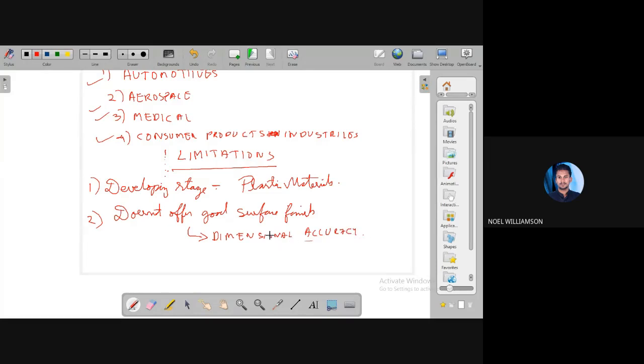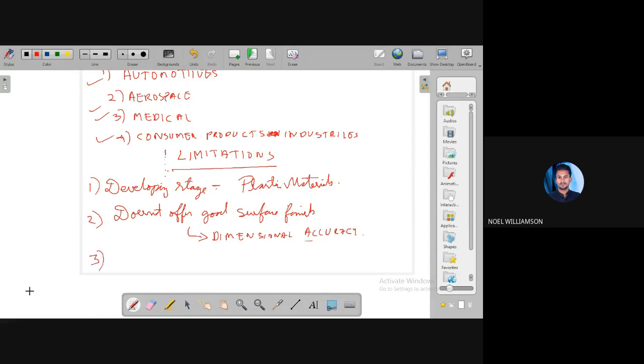Dimensional accuracy may change or vary, so that the exact design is not possible. First of all, we are not using the required material, only plastic materials are used. Then we said that we have a bad or not that good surface finish. So there is a problem with the dimensional accuracy also. All these things will affect the analysis of the final product.